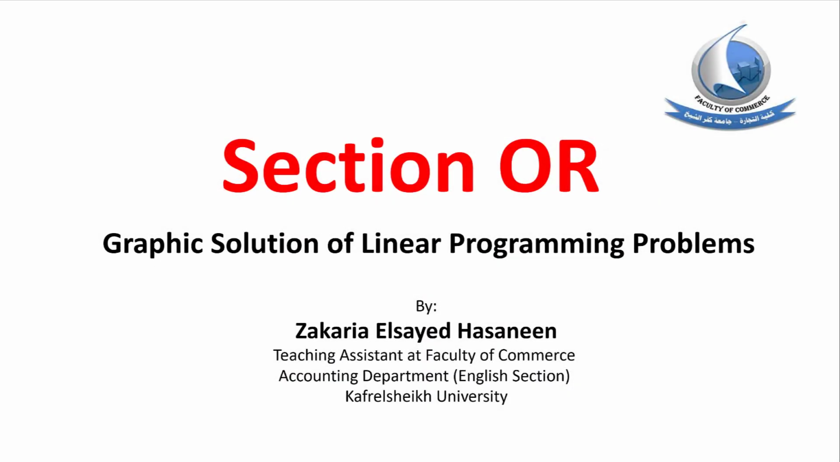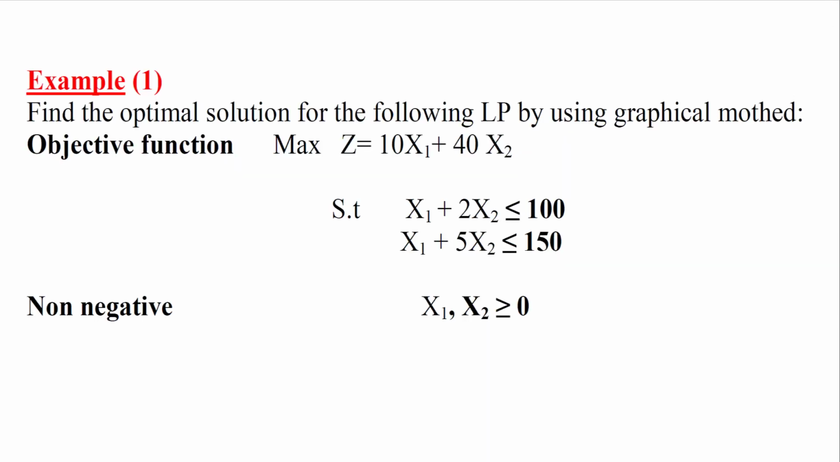Hey everyone, grade 4. Our section today is about graphic solution of linear programming problems. The first example: find the optimal solution for the following linear programming using the graphical method. Our objective function is maximize z equals 10x1 plus 40x2.